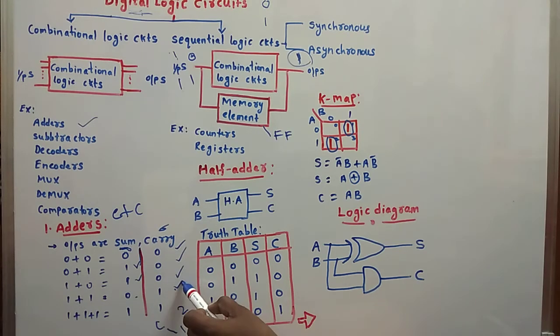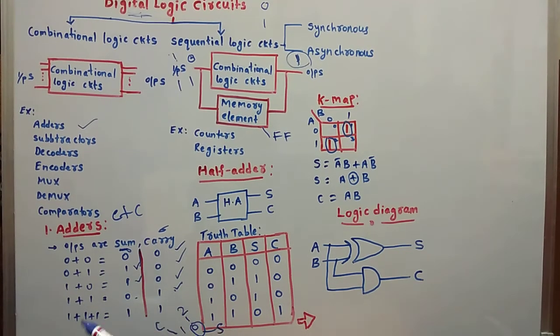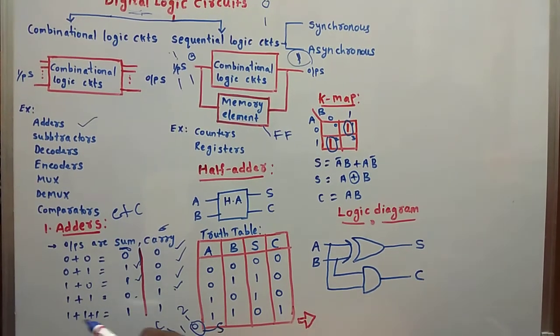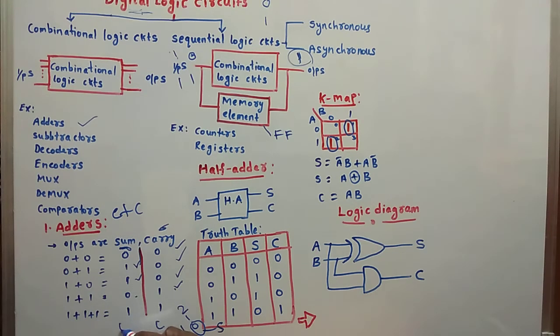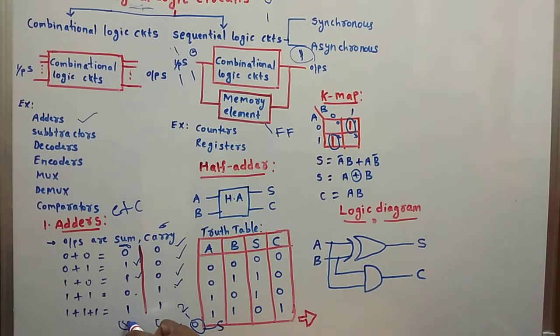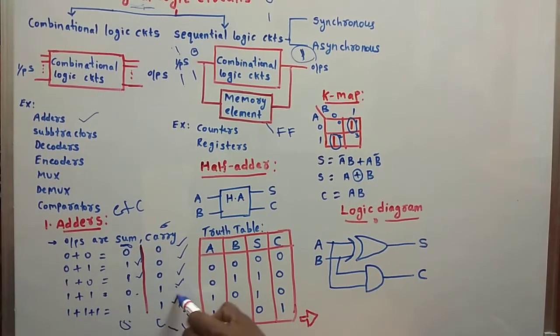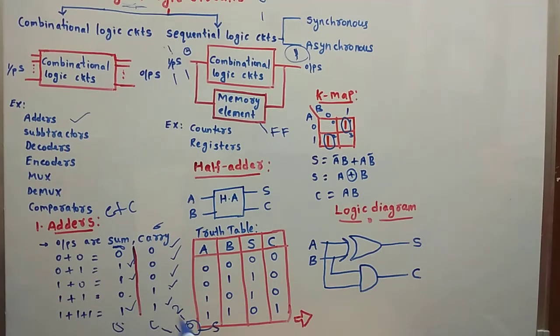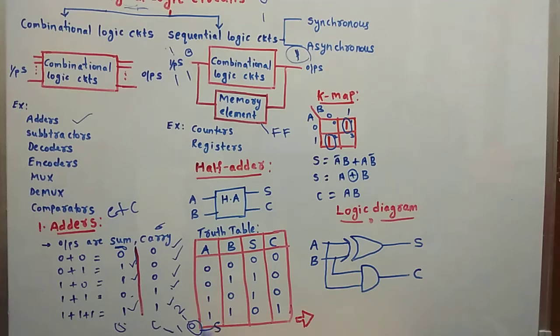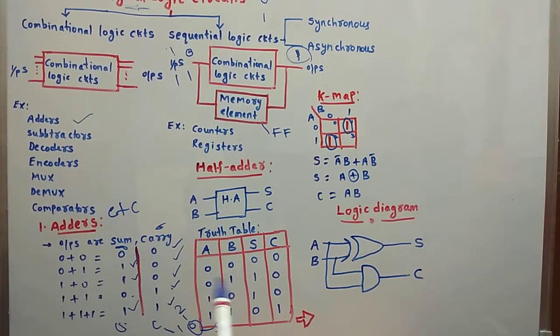Here we are getting carry. For example, I am adding 1 plus 1 plus 1. We know that 1 plus 1 gives sum 0 and we have a carry. Again 0 plus 1 is 1. So carry 1, sum 1. For 1 plus 1 plus 1, sum 1, carry 1. For 1 plus 1, sum 0, carry 1. This is the normal addition operation in digital systems.